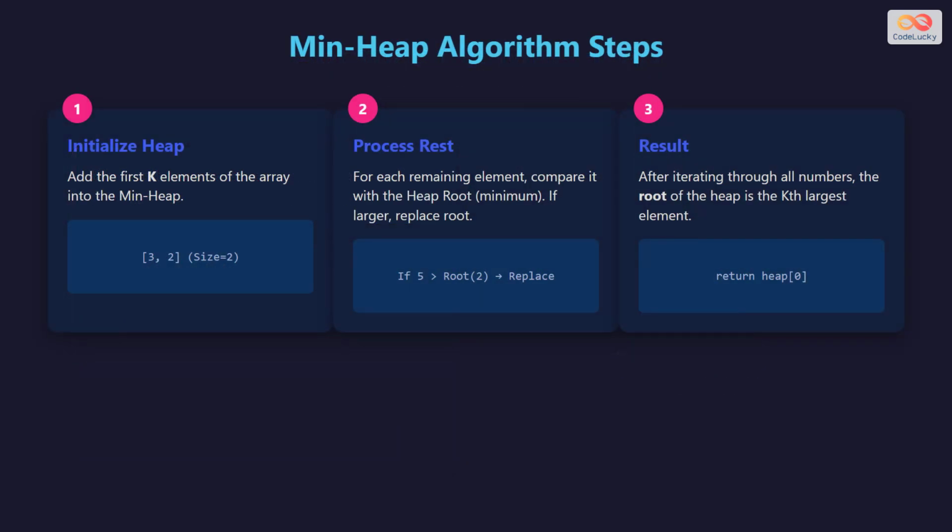Here is how it works. First, add the first k elements to the heap. Then, iterate through the rest of the array. If you find a number larger than the heap's root, remove the root and insert the new number. By the end, the heap contains the k largest numbers, and the root is the answer.